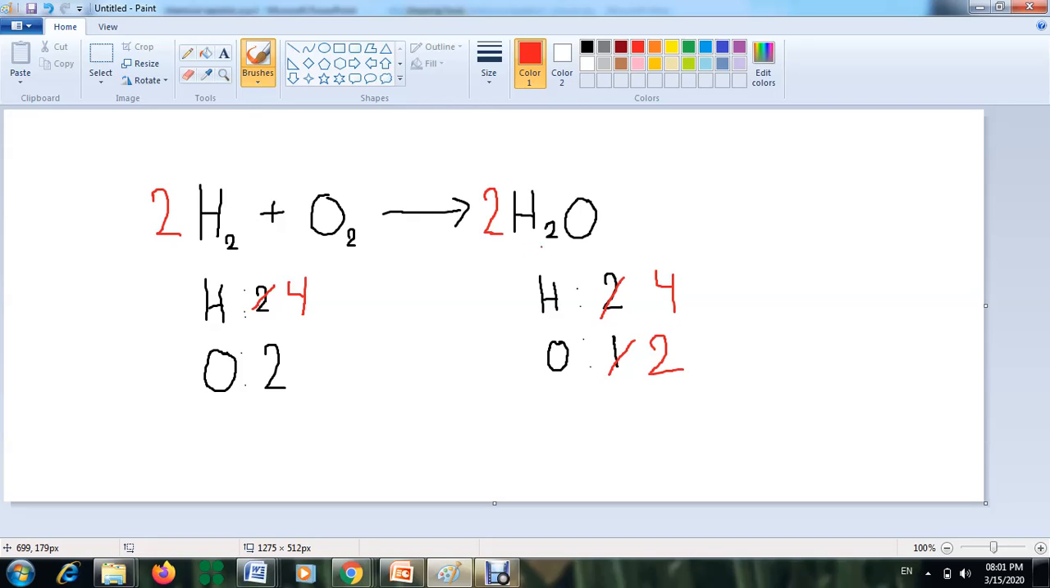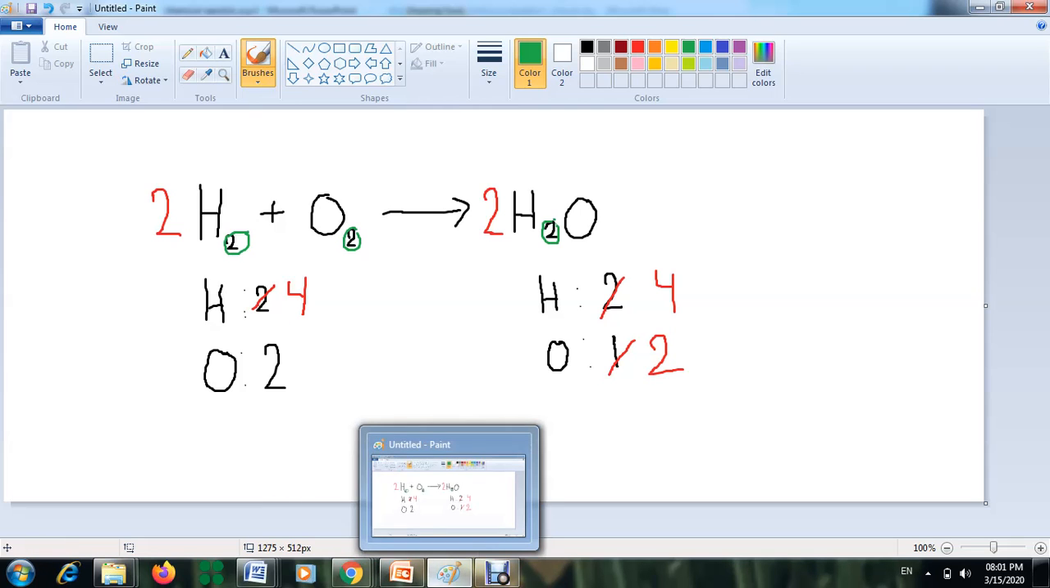This is all you do during balancing a chemical equation: you add a coefficient. You don't make any change to the subscript. The subscript stays the same. So look here, number 2 stays the same. Number 2 here stays the same. Number 2 here stays the same.